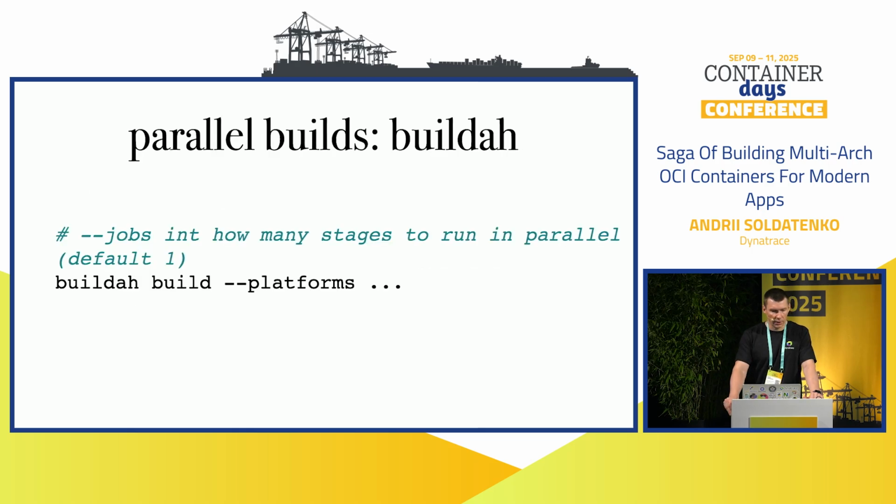Then we realized, okay, there is this Buildah tool, I think it's from Red Hat. So it supports this nice parallel build. It's the same semantics as Podman. So instead of Podman, you can just say Buildah build platforms. And if you specify the parameter jobs, it will build everything in parallel, by default, one piece at a time.